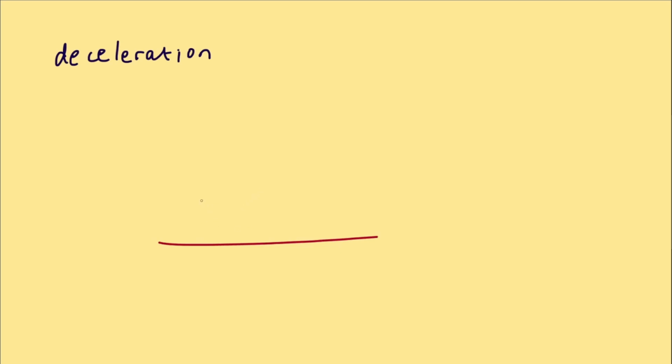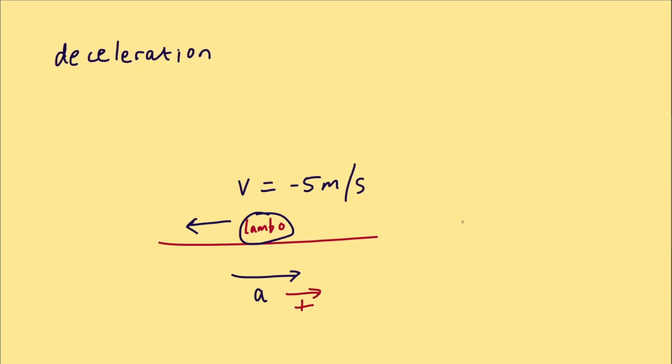Let's say you get our Lamborghini again, and he's moving to the left at a velocity of -5 meters per second. And the acceleration is going to the right. Well, this acceleration, because it's in the opposite direction of the velocity, is counteracting the velocity and is therefore decelerating your Lamborghini. So even though the acceleration is going to the right, a positive direction, it's still decelerating your car, because the acceleration and the velocity are in opposite directions.